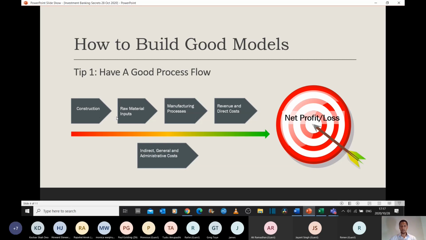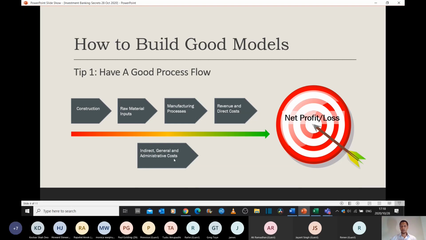After the business is constructed, you then need to model your raw material inputs. Okay. The typical premise of a business is you buy raw materials low, you refine them, or you process them in whichever way your business is involved in, and then you sell it at a profit. So then you have your input costs. Next, you have your manufacturing processes. And then you would compare your revenue with all of your direct costs.